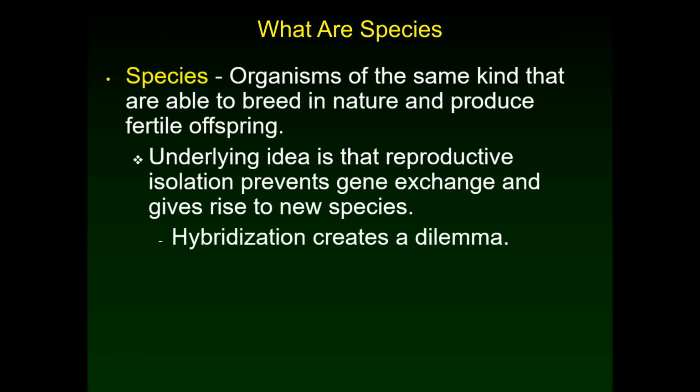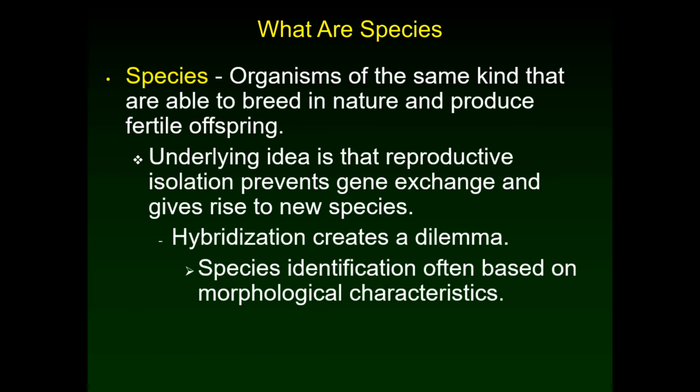But hybridization, again, creates a dilemma in here. Species identification is often based on morphological characteristics. So an example of a hybrid is, in my front yard, I have a London plane tree. Very, very common. It is a combination of an oriental plane tree and an American sycamore. And why is that an issue?